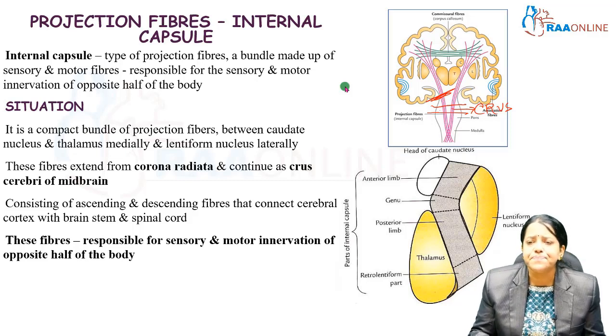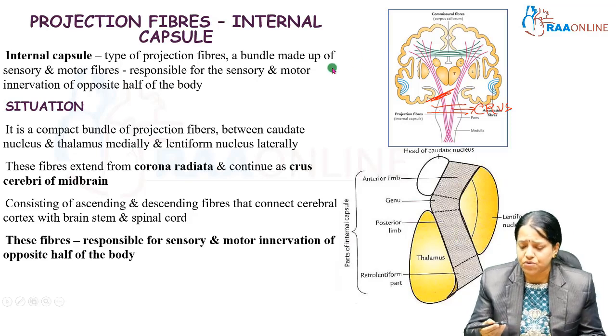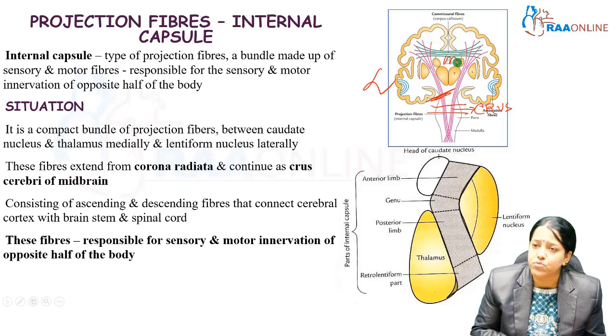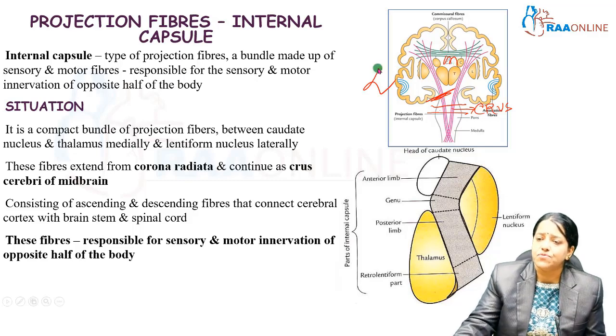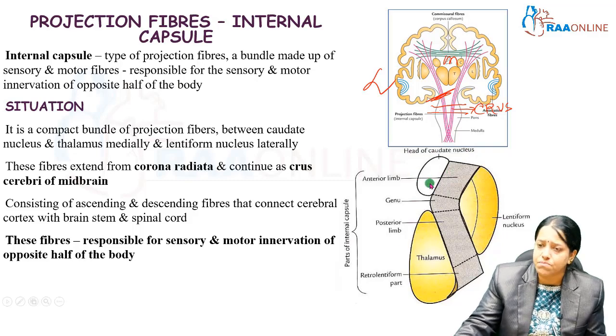Now coming to this, you can see over here the internal capsule is a V-shaped structure, and this is the lateral. Remember, this part is lateral, and whatever is towards the center is medial. This is showing the internal capsule of this side. This is the lateral and this is the medial. You have the head of the caudate nucleus medially, the thalamus medially, and the lentiform nucleus laterally.